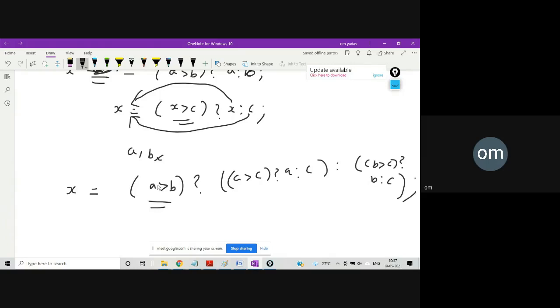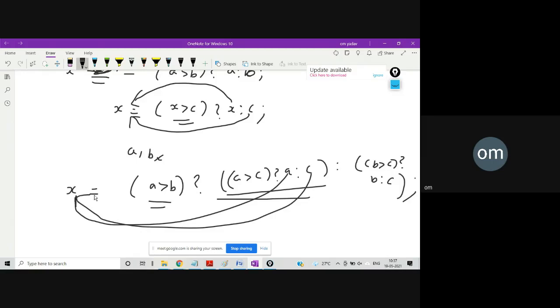So just remember that I'm checking the first numbers A and B, and if A is greater than B, I must also check whether it is greater than C. Then only will it be the greatest number. So I am first checking A is greater than B. If yes, then this part will be evaluated, and in this part I am checking whether A is also greater than C. If A is greater than C, then definitely A is the greatest number, and I am assigning that number inside X. But if A is not greater than C, that means C is the greatest number, and I am copying that value inside X.